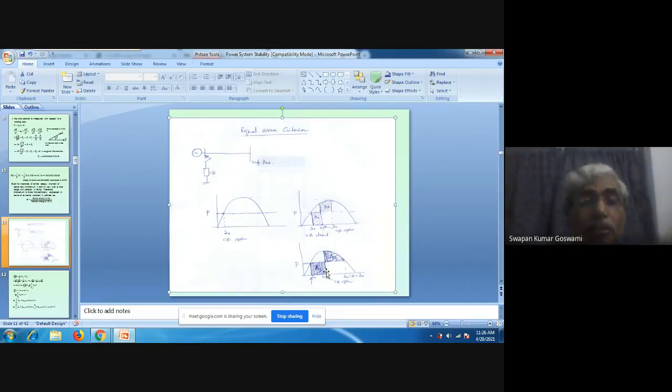Here a fault has been applied, and here the fault was cleared. Now the fault is cleared at this point, but if we delay the clearance of the fault further, then the generator will not be able to restore the synchronous speed again. Is it clear to you? All of you, is it clear or still some confusion?